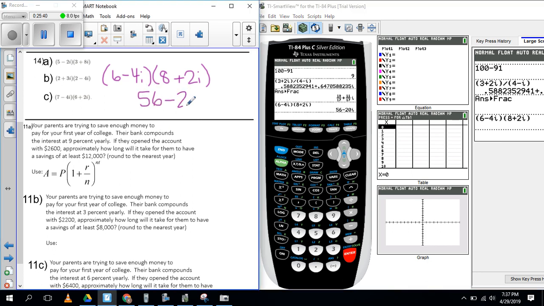These are so easy. All you have to do is plug them in your calculator. So try the rest of them. So pause this video and try them.